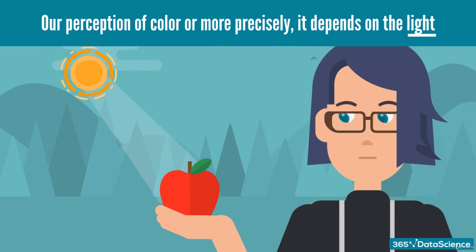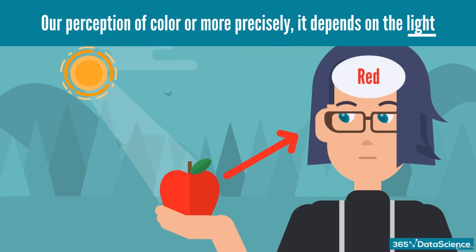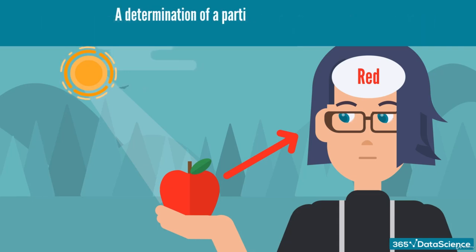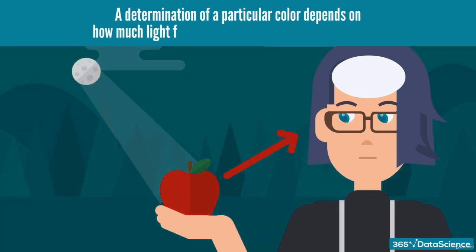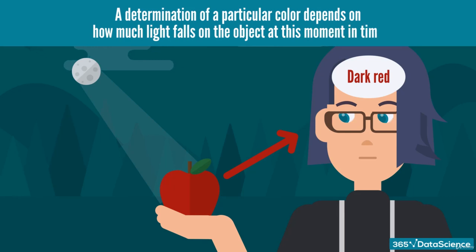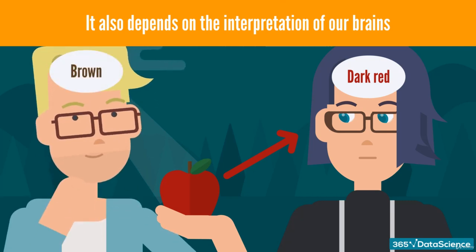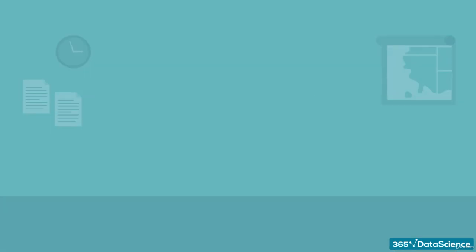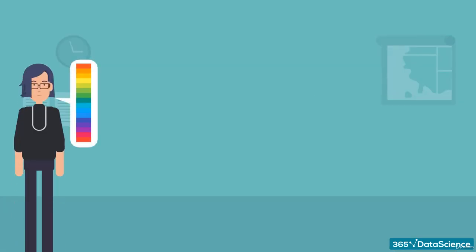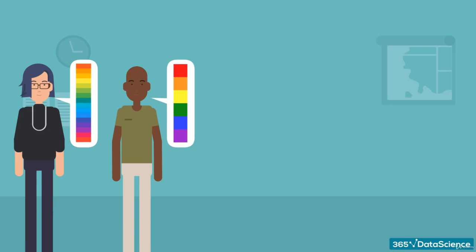Without getting too technical about it, it's the light reflected from the object's surface that our eyes detect, and it is this light that our brain then translates into color. So what we determine as a particular color has much to do with how much light falls on the object at this moment in time. But perhaps more interestingly, it also depends on the interpretation of our brains, which can differ widely from one person to another.